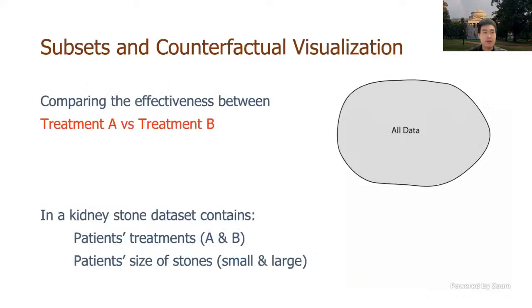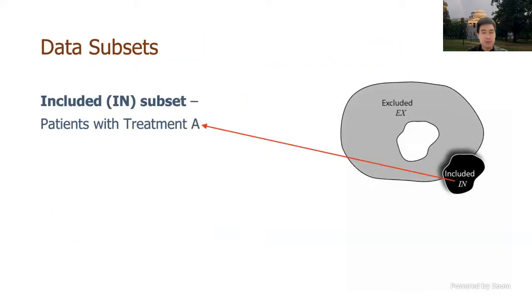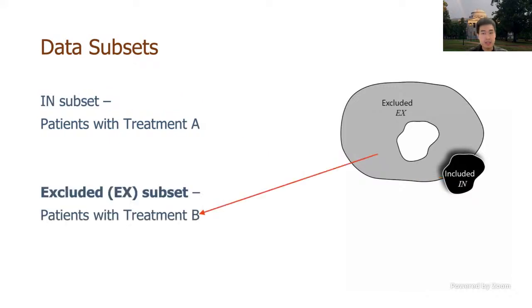Still, let's go back to the earlier kidney stone treatment example. Assume we have a dataset of patients with two different kidney stone treatments and the sizes of the stones. We want to compare the effectiveness between these two treatments, A and B. To achieve this goal, the first step is usually to filter the data using these two treatments. We therefore get an included data subset, which includes all the patients with treatment A, and it also creates an excluded data subset, which contains all patients with treatment B.